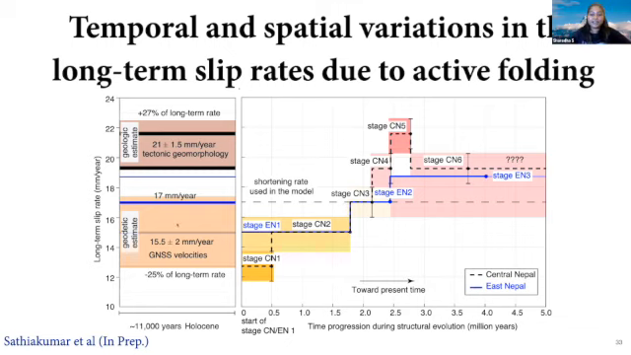So in fact, if you lower this rate also, so if you have a deep loading rate of 13 to 17 millimeters per year, you can get faster frontal fault slip rates of 16.5 to 21.5 millimeters per year. And in East Nepal, it's slightly different. They are well within the GNSS range.